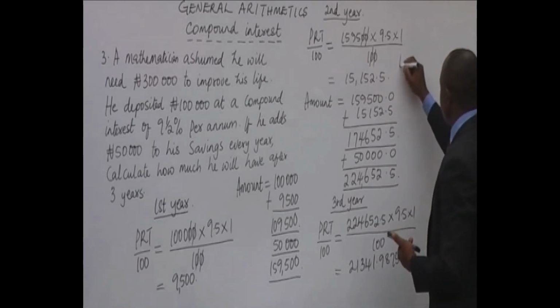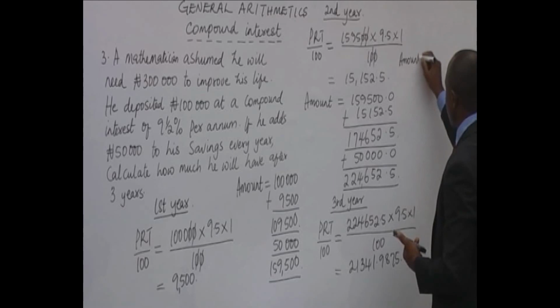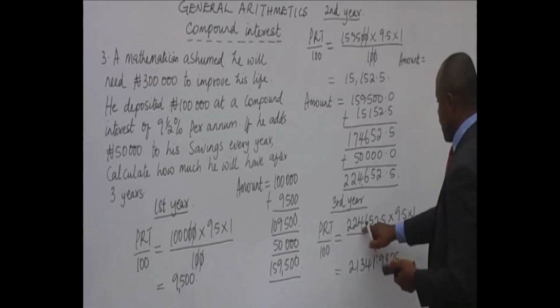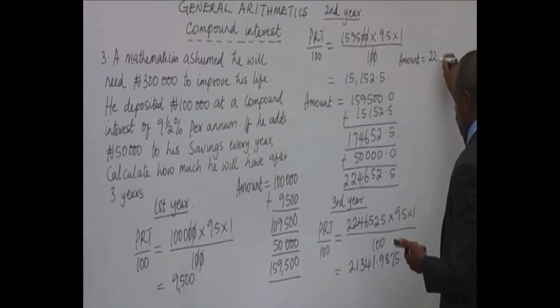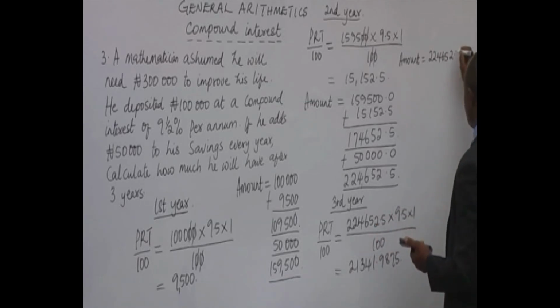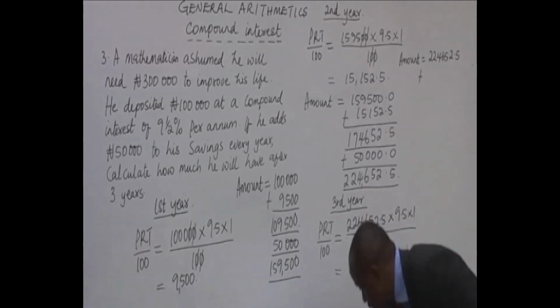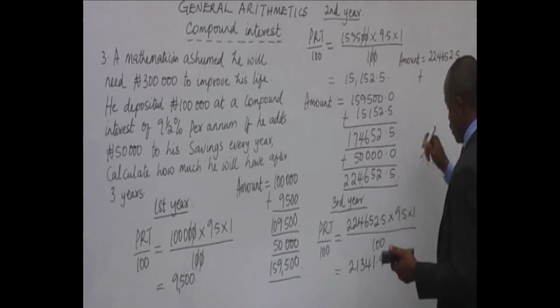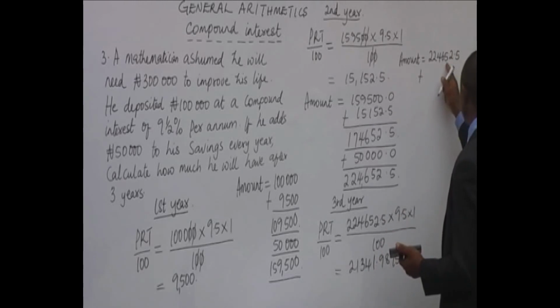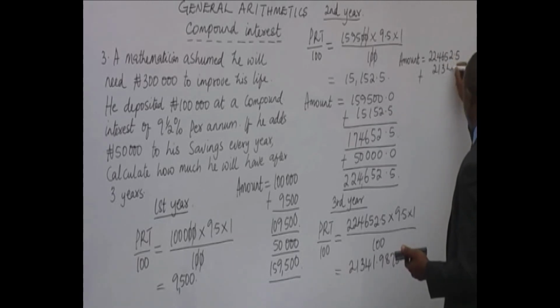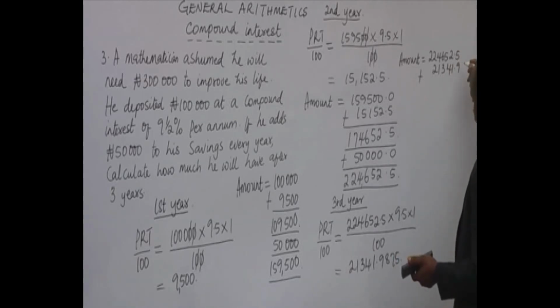Now the amount after the third year is going to be this principal for the third year, which is 224,652.5, plus the accrued interest after the third year, which is 21,341.98. Let's stop here.